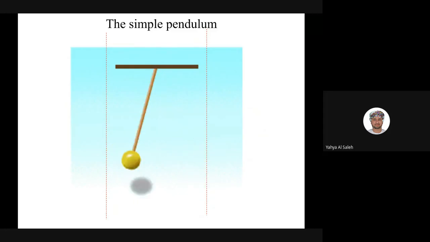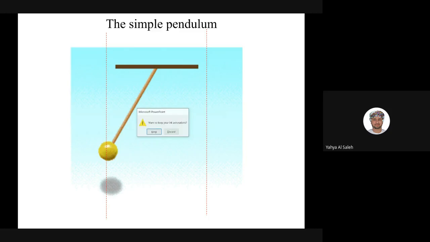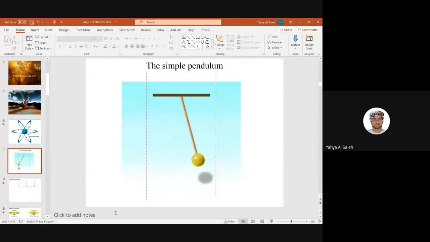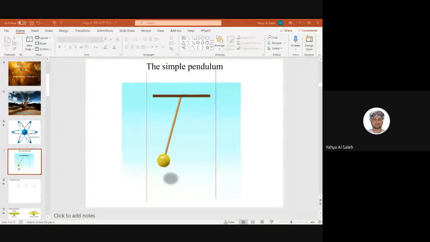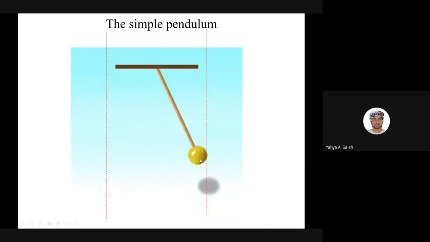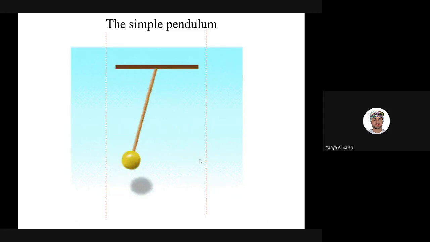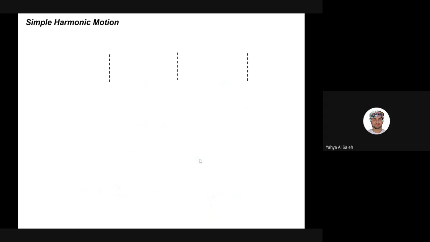So let's say a simple example and call it the simple pendulum, the one that we started all these examples with. You will see that there's a red line to the left and a red line to the right. And the pendulum always swings to these points and comes back. And this type of motion is what we call simple harmonic motion.